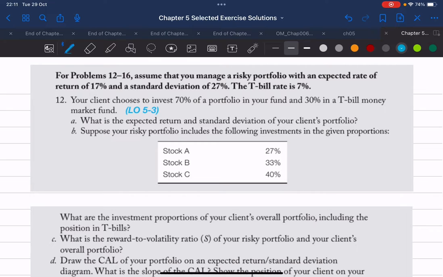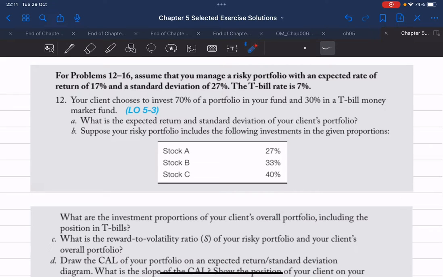But first, as you can see, there's a very important note here at the top before this group of questions, from 12 to 16, that says: assume that you manage a risky portfolio with an expected rate of return of 17% and a standard deviation of 27%. The T-bill rate, or the treasury bill rate, is 7%. And you're going to see how these pieces of information are going to be very useful for us.